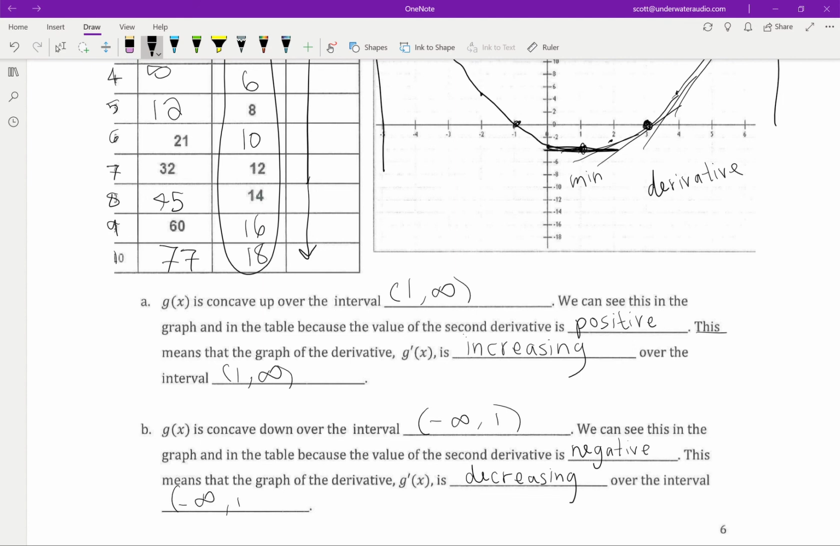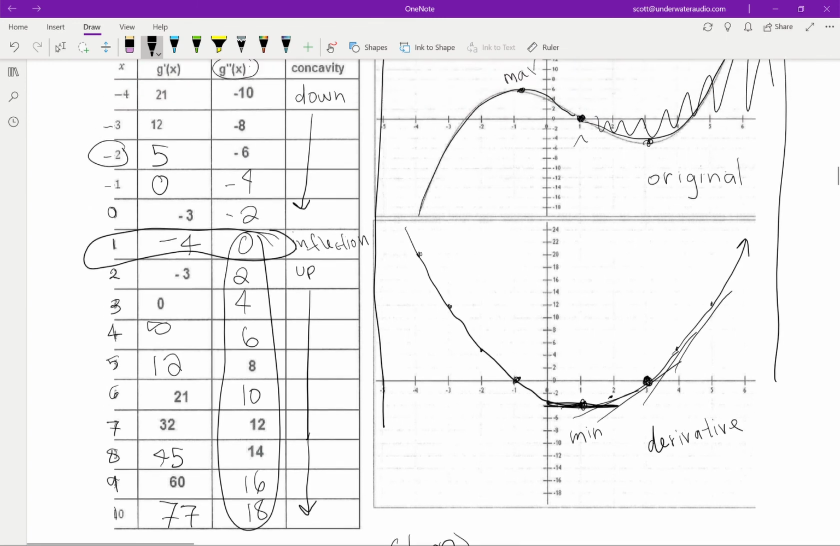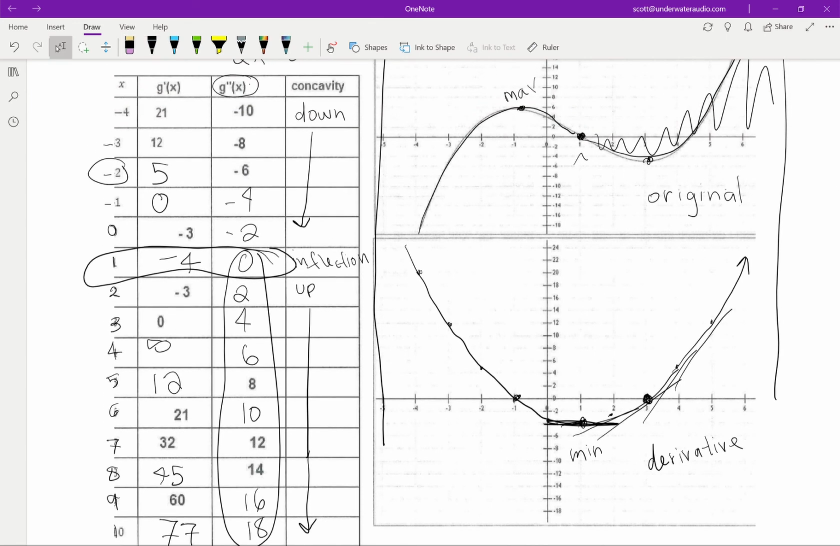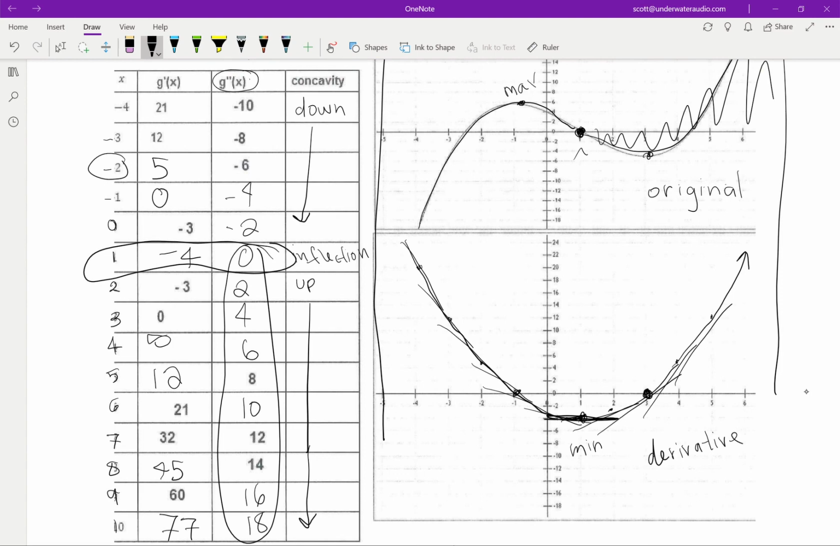Okay, let's check this one more time. So we are looking at the original. The original is concave down from negative infinity all the way to 1. You can see this in the derivative because the derivative has negative slopes until 1, which means that the second derivative is negative. You can see this in the table because from negative infinity all the way to 1, these values are negative.